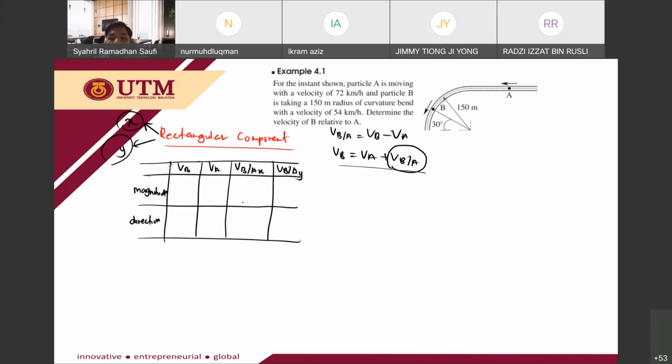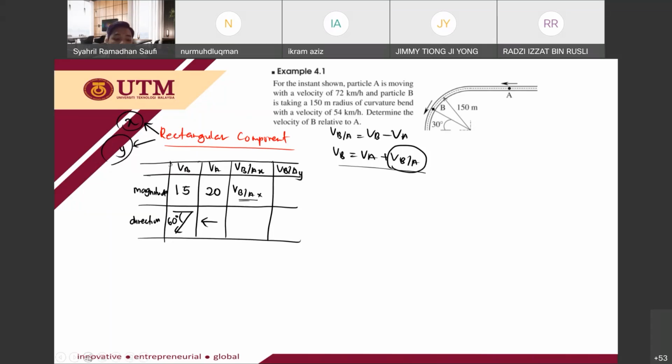Okay, then we will fill this table with the information that we get from the question. So VB is 15, and the angle here is 60 degrees. All right, and then VA is actually 20 and moving to the left. For this value, it is unknown. We don't know what this VB through A along X would be. So we just put it in terms of unknown, and then for the direction, we assume the direction.